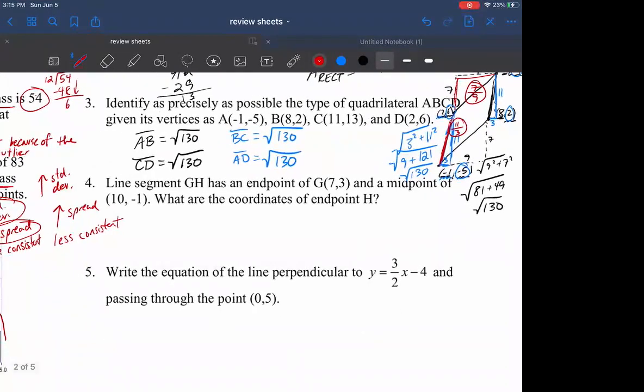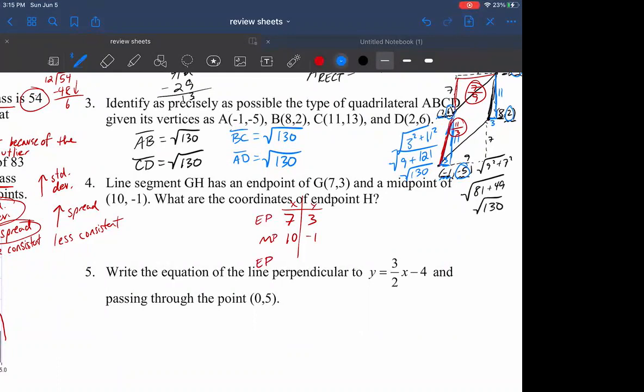Okay, number 4. This is our endpoint midpoint problems. These go really quick. Line segment GH has an endpoint at 7,3 and a midpoint of 10, -1. So I'm going to put this in a table, X and Y values. And I know the endpoint, I know the midpoint. I need to know what is the other endpoint.